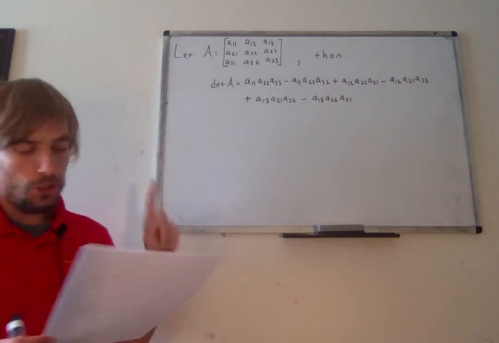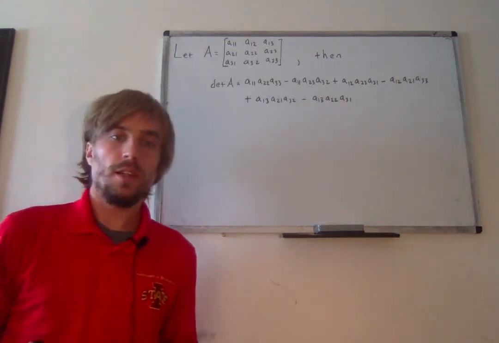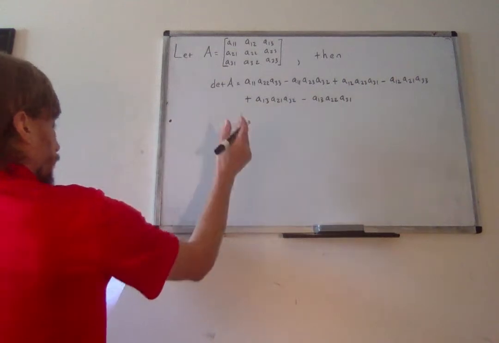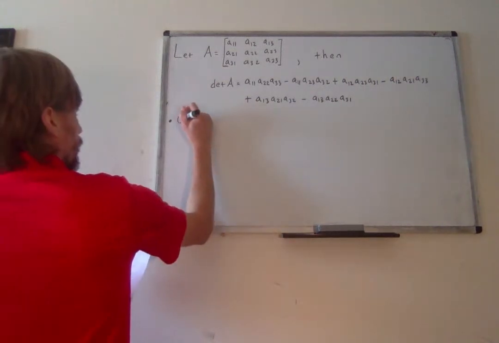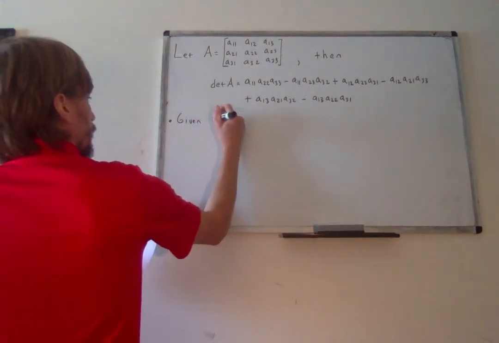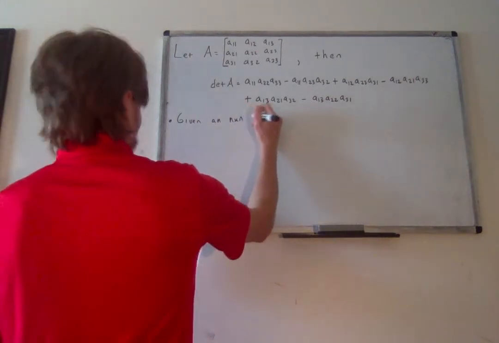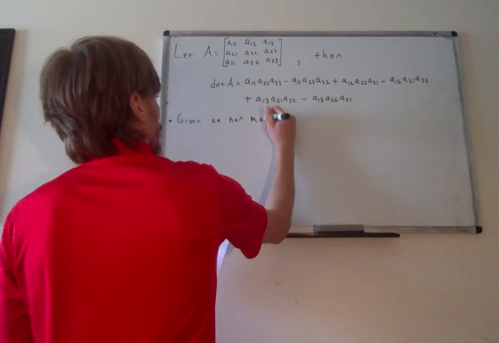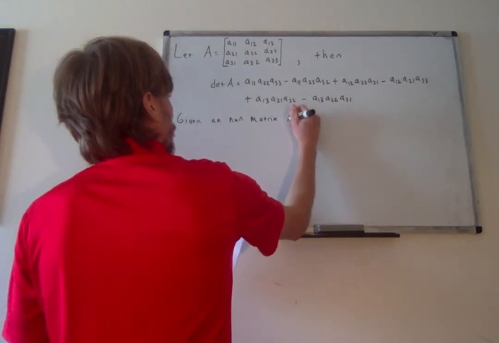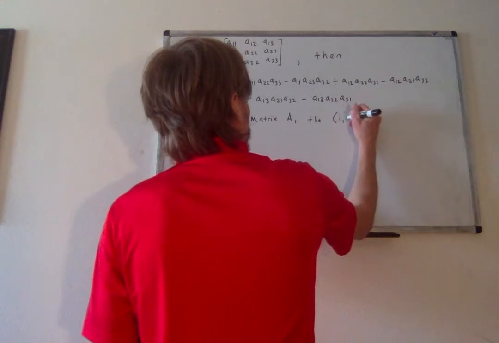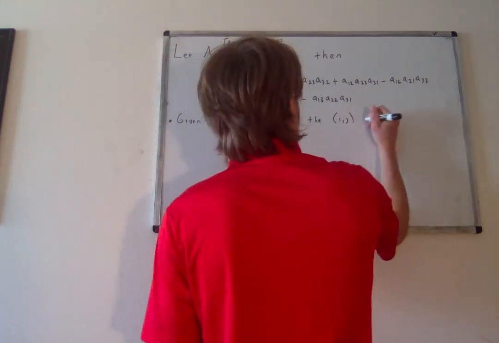In order to do this, I want to introduce yet another definition that will give some insight as to what we were doing in the first video. Given an n by n matrix A, the ij cofactor.